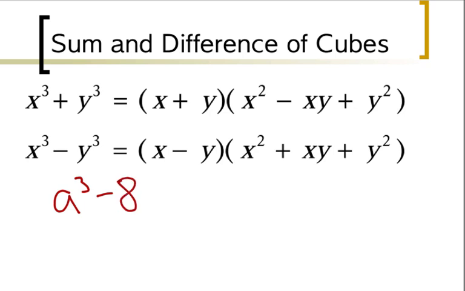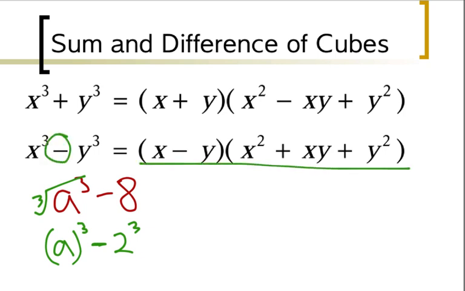Now, a to the third minus 8, I have to recognize that there's a cube root for both of these, which means I could take the cube root or ask myself what to the third power is a to the third, and that's just a. What to the third power, or what's the cube root of 8, and that's 2. So this is a to the third power and 2 to the third power. Now this is a difference problem, which means I'm using the second formula.